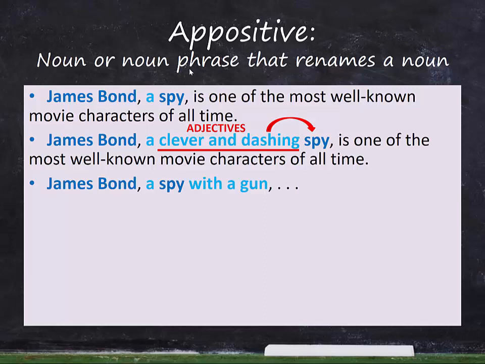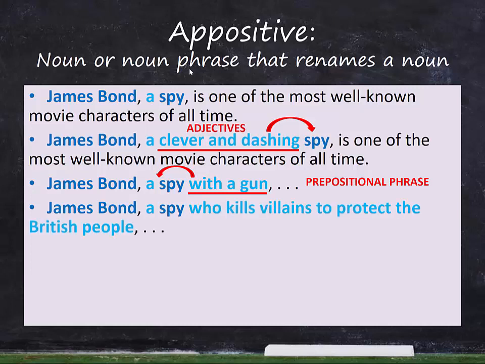James Bond, a spy with a gun, is one of the blah, blah, blah. What words did we add here? A prepositional phrase. The prepositional phrase tells us which spy we're talking about. He's a spy with a gun, as opposed to the spy with a knife or some other weapon. Though really this is James Bond we're talking about, so he probably has 16 different weapons, including ones cleverly hidden in a watch, a shoe, and a pack of chewing gum. Anyways, it describes the spy, so we still have a noun phrase, another appositive.